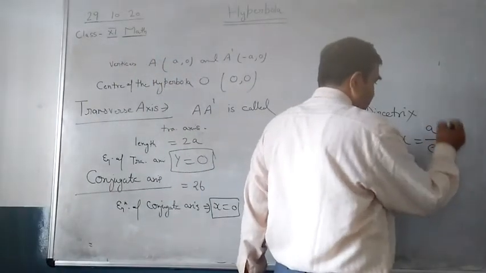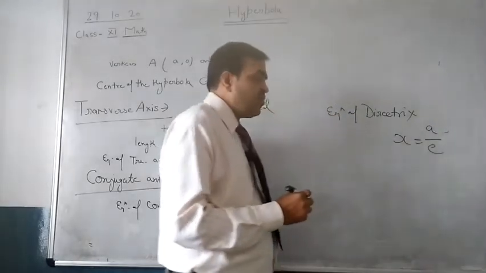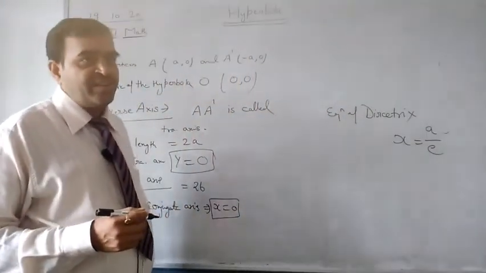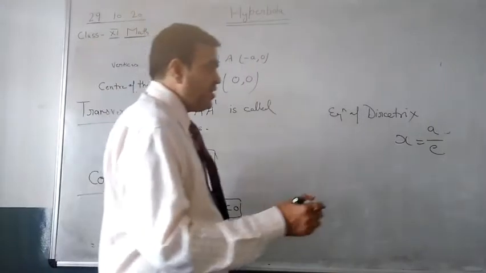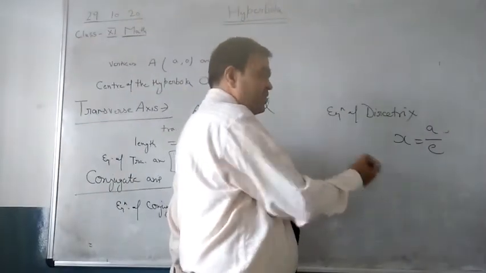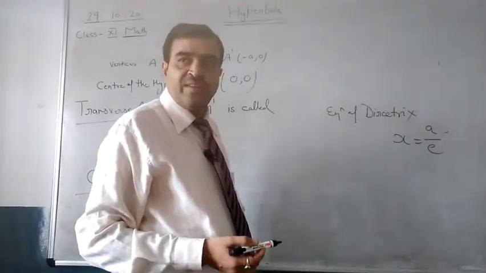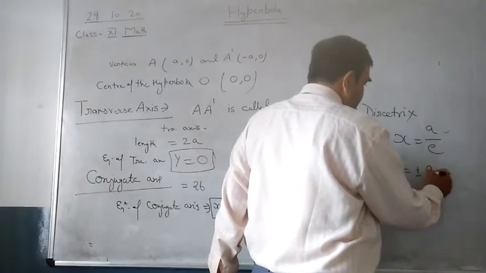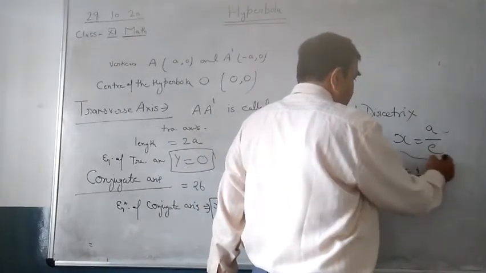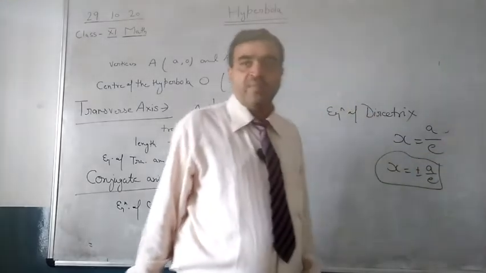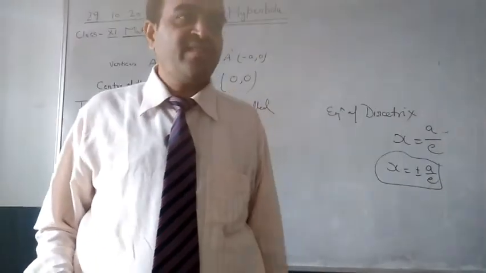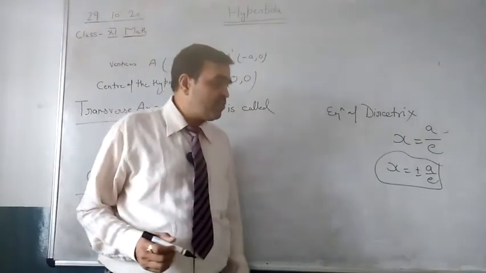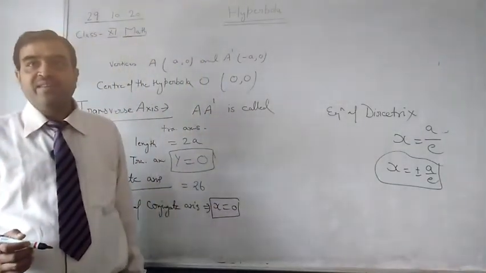X is equal to a upon e is the equation of the directrix. And for the left side, x is equal to minus a upon e. Means we can say x is equal to plus minus a upon e, because a hyperbola has two directrices. So the equation is x equals plus minus a upon e.